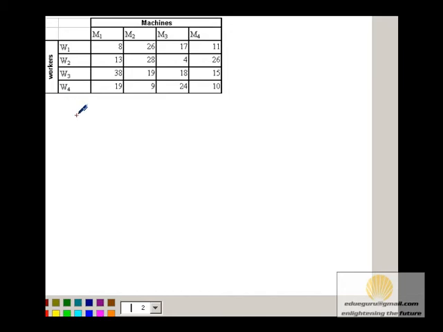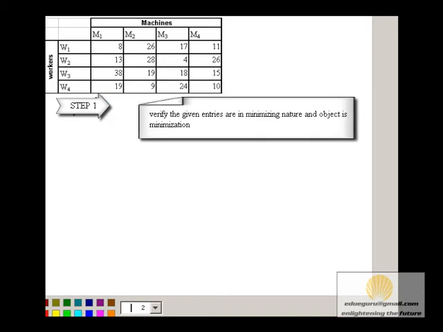Whenever we look at assignment sums, the first thing which should come into mind is the objective. What is the objective of the sum? Whether it's maximization or minimization. Whenever they involve cost, distance, or time, the objective should always be minimization. In this particular sum, we have workers and machinery, so the cost is involved. So our objective should be minimization.